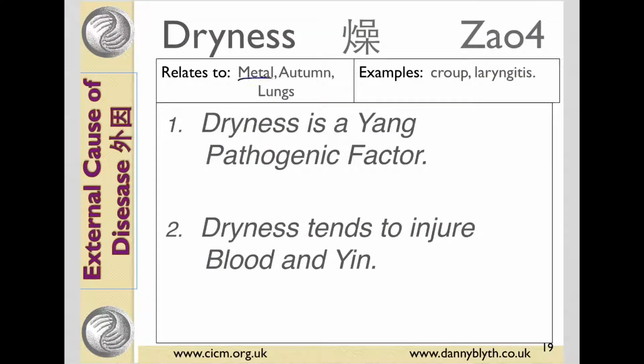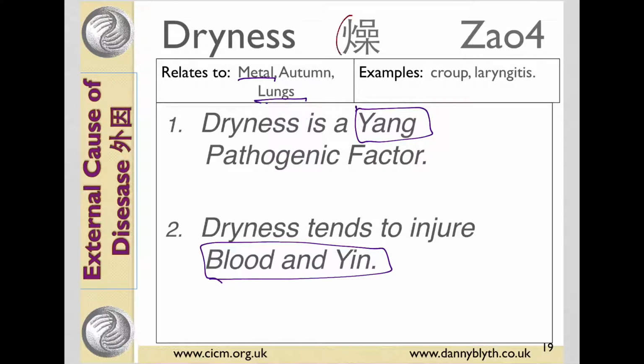So dryness relates to the metal element and to the lungs. It's a yang pathogenic factor, again sudden and upwards, tends to injure the blood and yin. So dry mouth, dry throat, dry nose, dry lips, dry skin, dry stools, scanty urination. Things like a dry cough, losing your voice, constipation, dry skin.